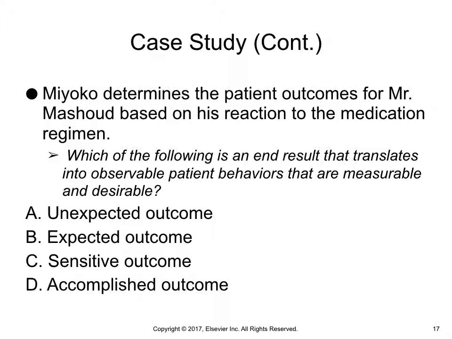Case study continued. Miyoko determines the patient outcomes for Mr. Mashoud based on his reaction to the medication regimen. Question: which of the following is an end result that translates into observable patient's behaviors that are measurable and desirable? A. Unexpected outcome. B. Expected outcome. C. Sensitive outcome. Or D. Accomplished outcome.